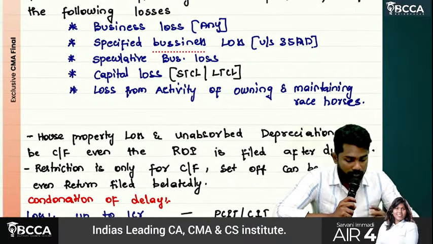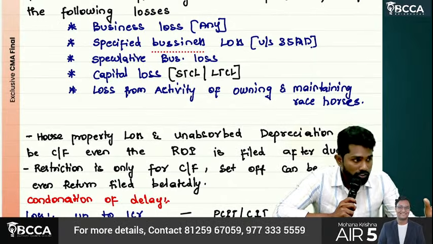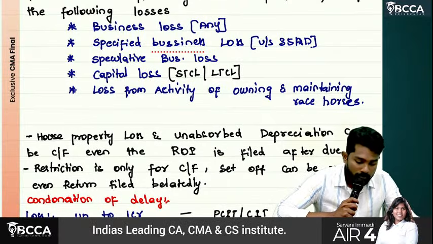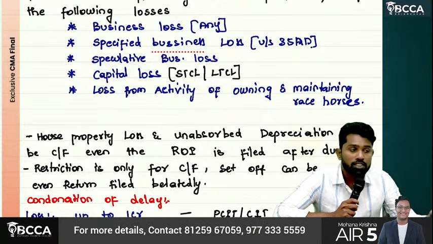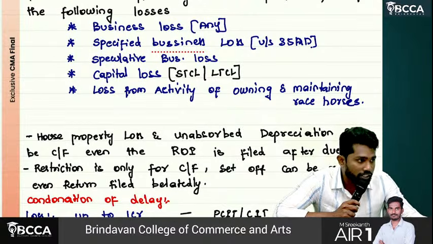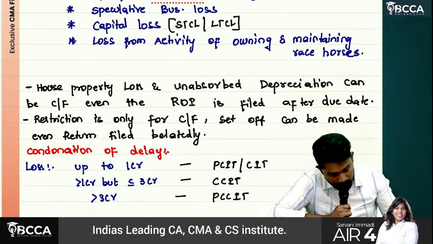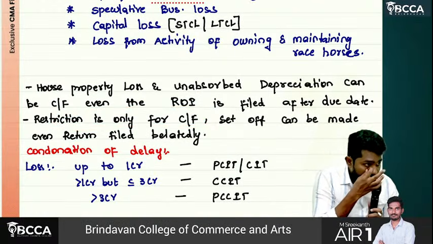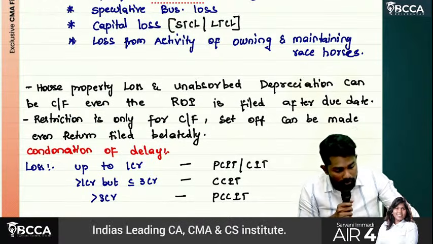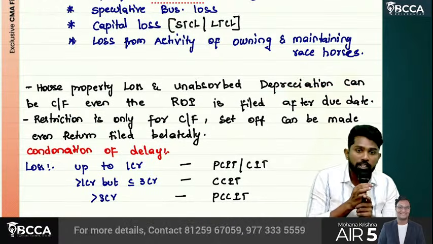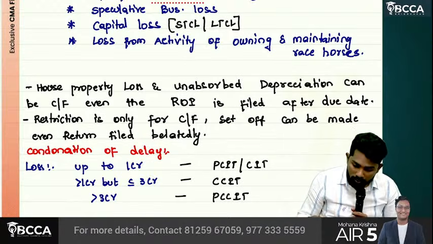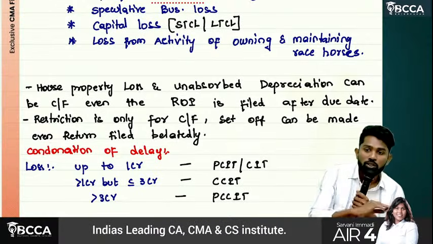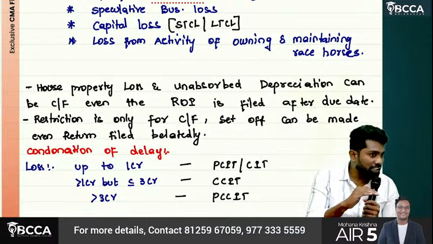But these 5, normal business loss, specified business loss, speculative business loss, capital loss, or loss from the activity of owning and maintaining race horses, can be carried forward only when the return is filed on or before the due date. The restriction is only for carry forward. Sir, you filed the return belatedly. Okay, sir, by the due date the return has to be filed, but you filed belatedly. No problem, sir. Since you filed belatedly, you can do set off, but you cannot do carry forward. Set off is different. Carry forward is different.